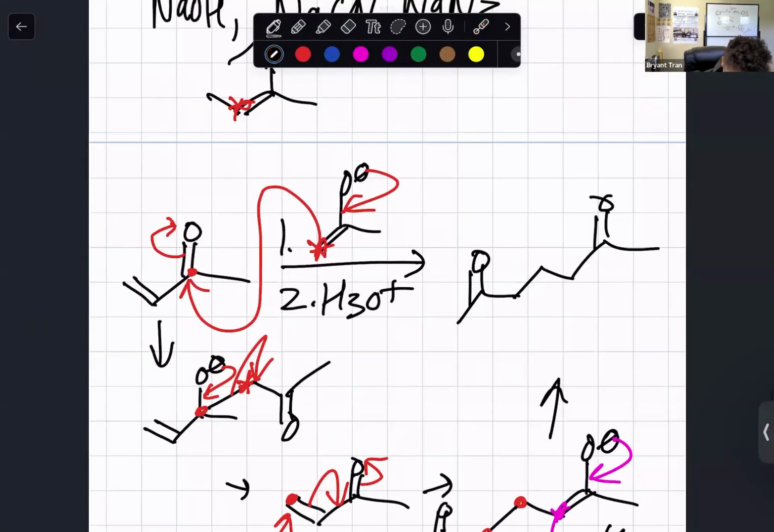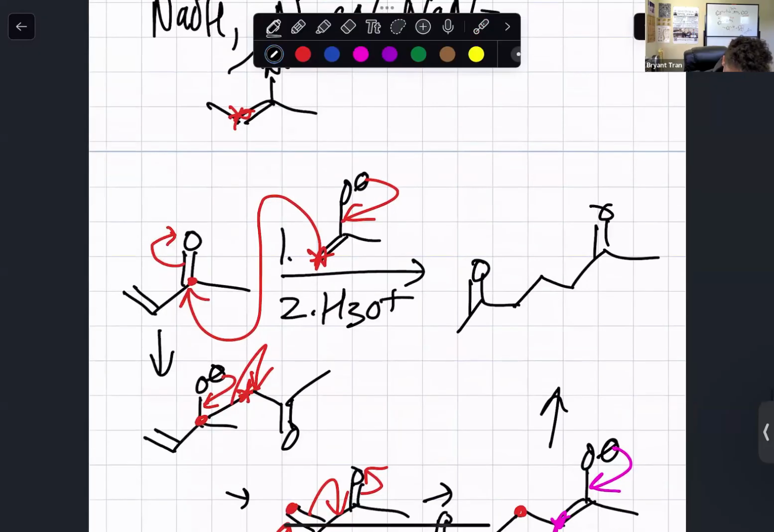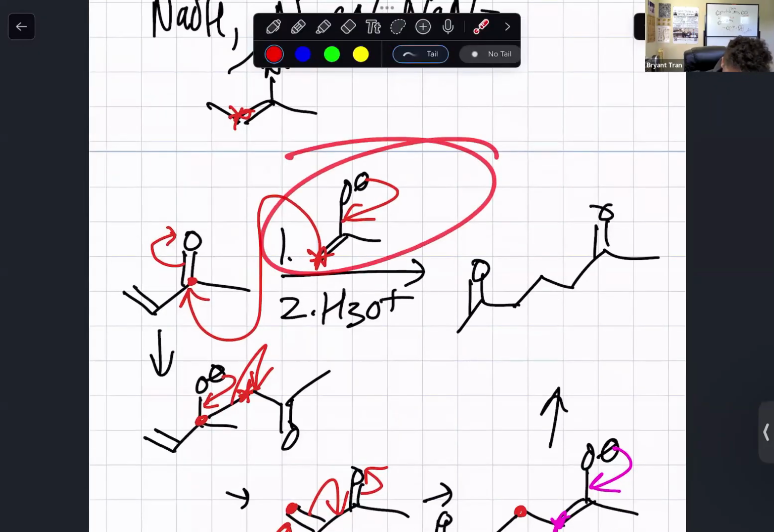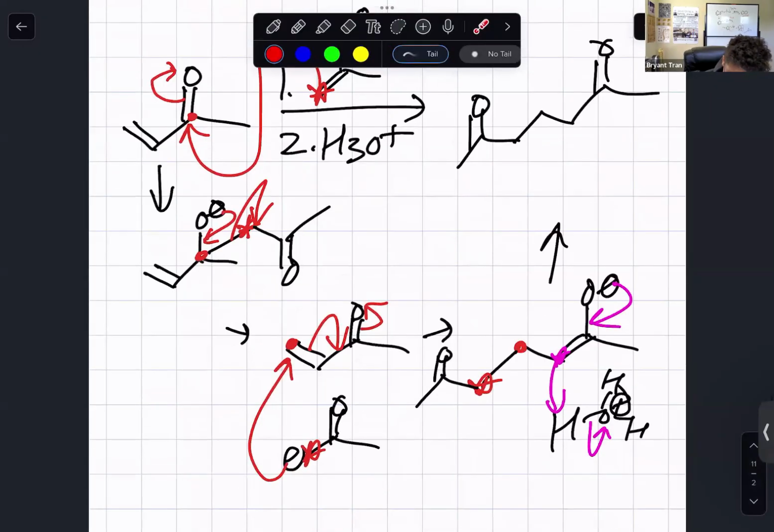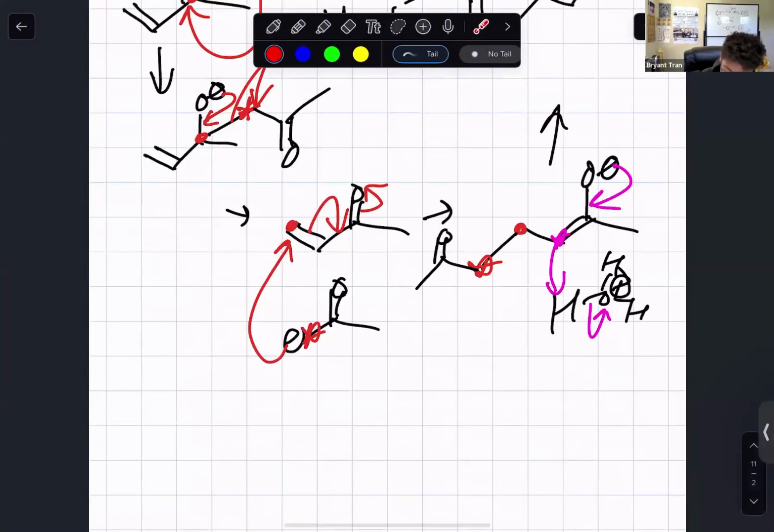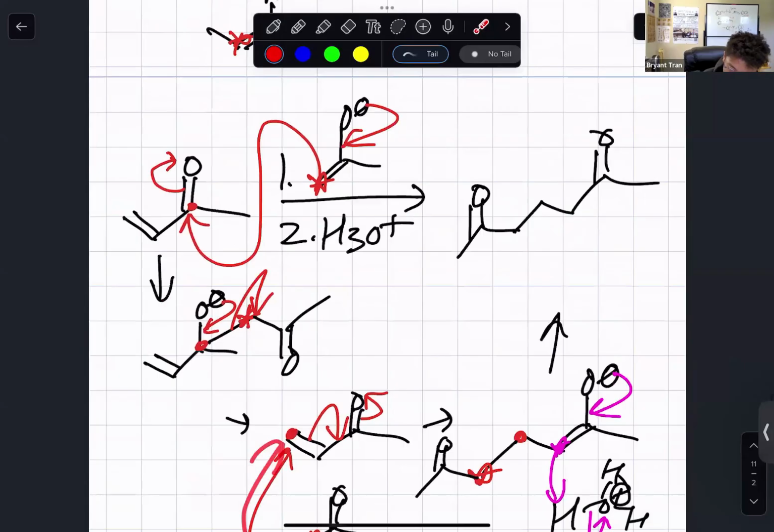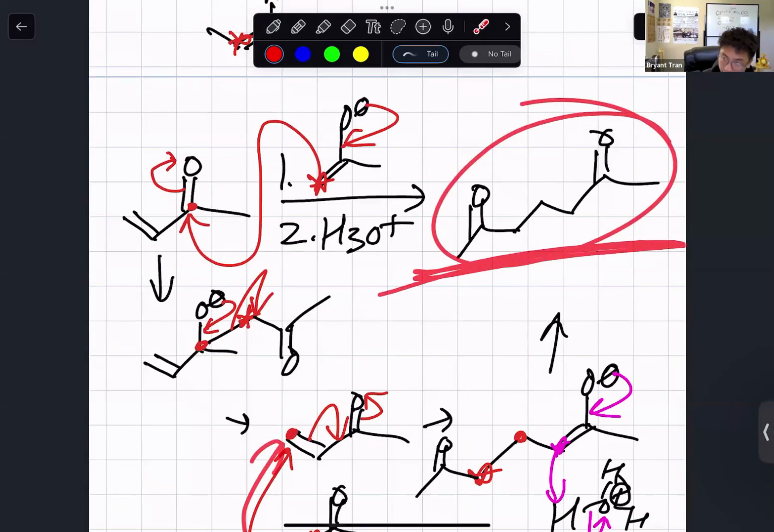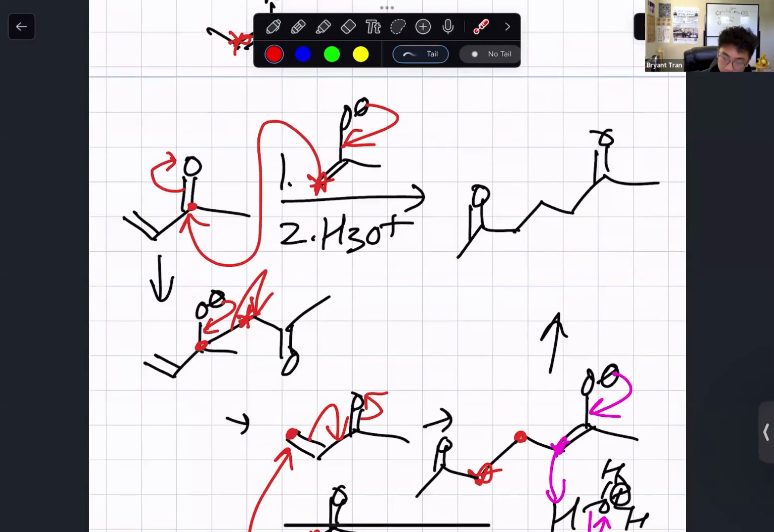Because in Michael addition, the nucleophile is going to be the enolate ion, the electrophile is going to be the alpha beta unsaturated carbonyl, specifically the beta carbon, right? This carbon right here. And the product is going to be a 1,5 dicarbonyl, like that, right? Because if you count the distance between the two carbonyls, that's a 1,5 dicarbonyl right there.